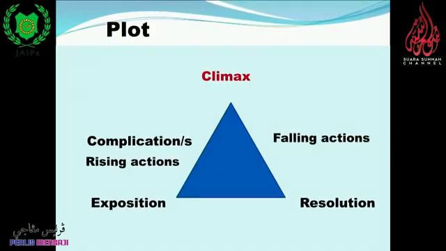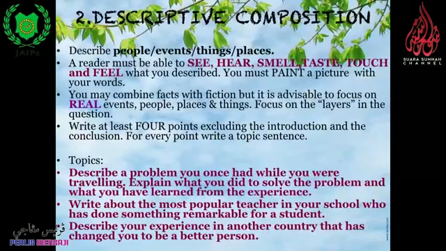So whenever you want to write a story, you must have this imaginary triangle inside your head, so that you know that you have to have the beginning. In the exam, sometimes the beginning is given, and sometimes the ending is given, so you have to correspond the exposition and the resolution. You have the rising action, the complication, which bring to the climax, and then the falling actions will bring to the ending. So that is how your story is going to be written, although you have only 1 hour. A story is still a story. Next, descriptive composition.